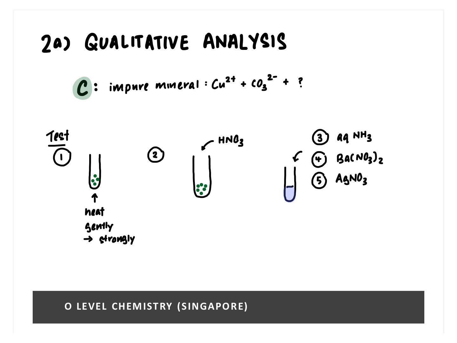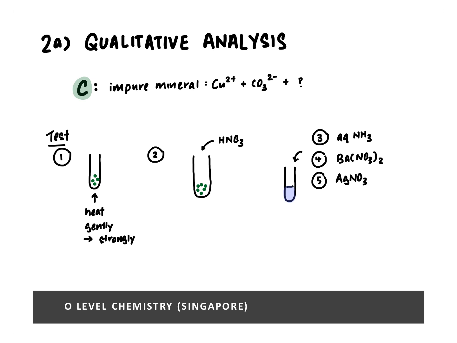The next experiment is our all-time favorite, qualitative analysis, and this time it is very, very straightforward. You are given a sample of C. The question already tells you that it contains copper carbonate and another anion. So you have copper carbonate in the solid sample.